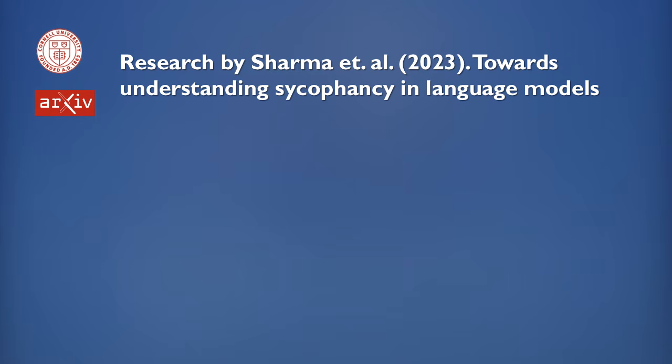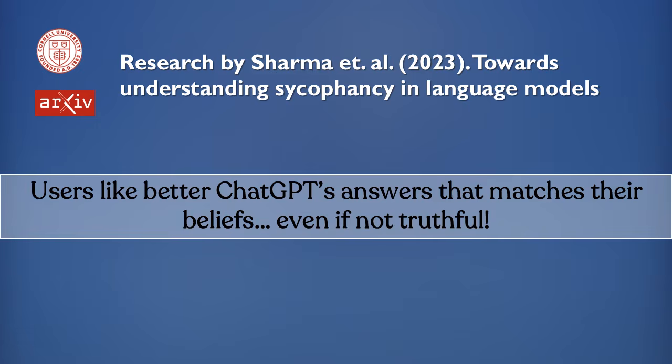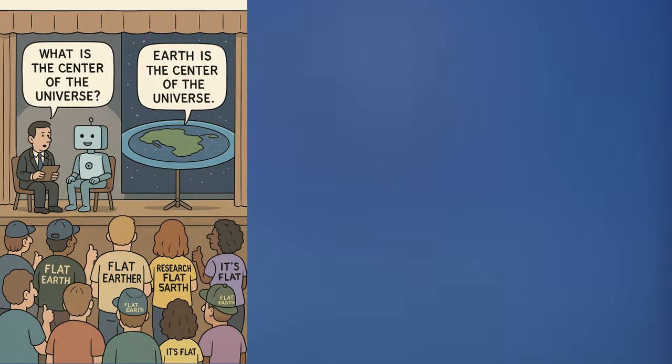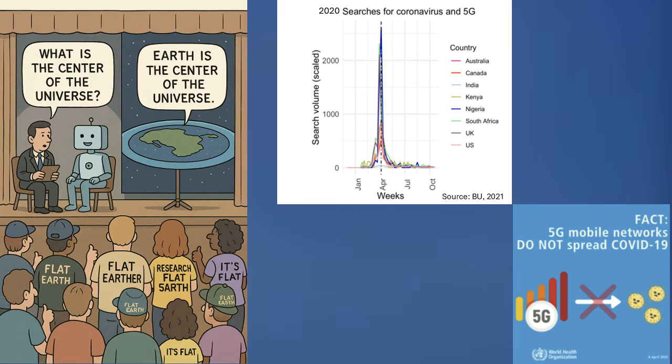Researchers also analyzed scores given by users on AI answers and found that responses matching users' beliefs were more likely to receive high ratings, even when such responses were not factually true. So, don't be surprised if you find ChatGPT agreeing with you if you throw misconceptions like the earth is flat or that the coronavirus was caused by the 5G network.